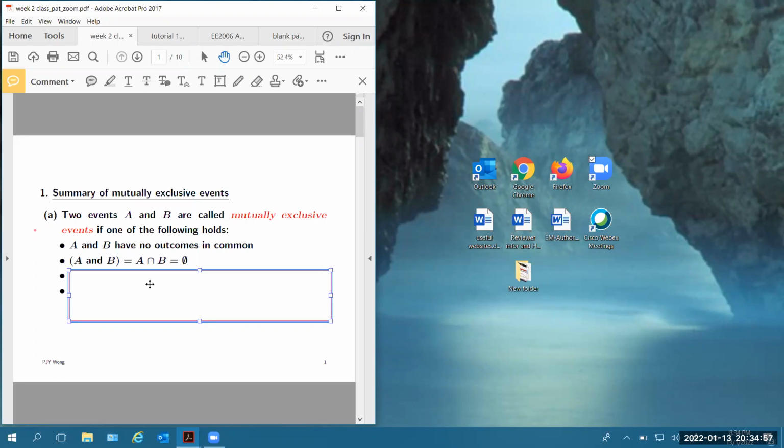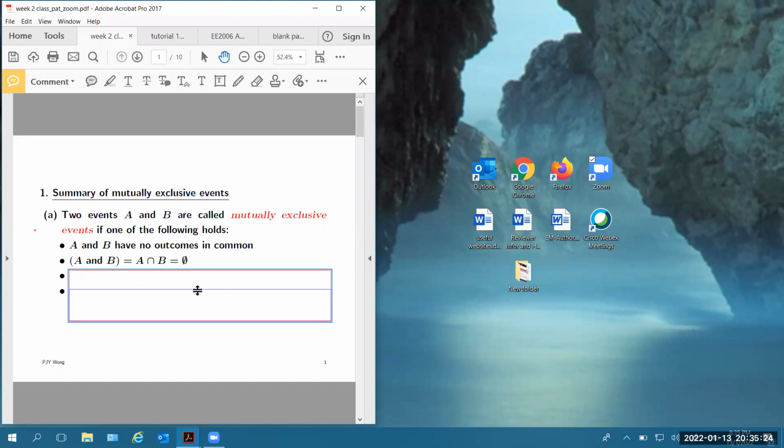So the event A and B, meaning that they both happen at the same time, right? Because they have no outcomes in common, you actually get a null event. That's why you see this empty set here. Is it okay? The "and" is represented by the intersection sign. So we say A and B is the null event.